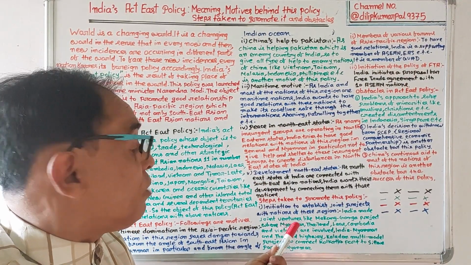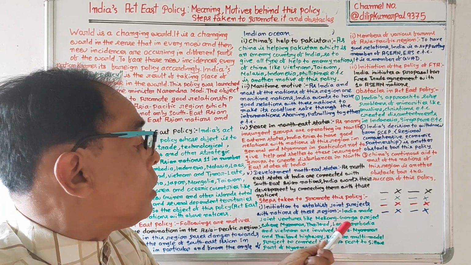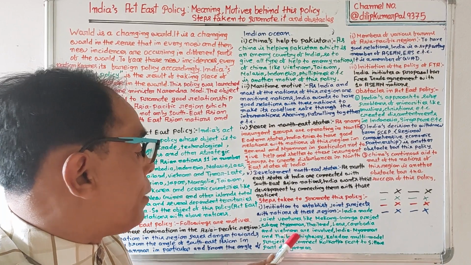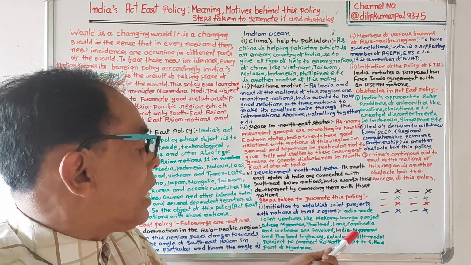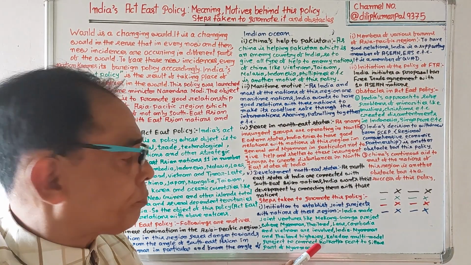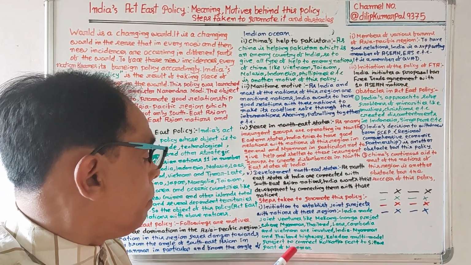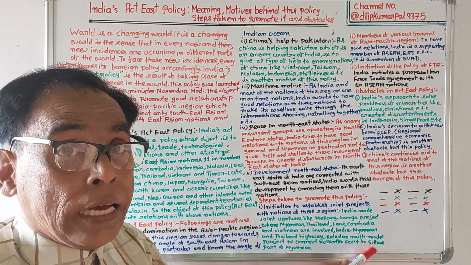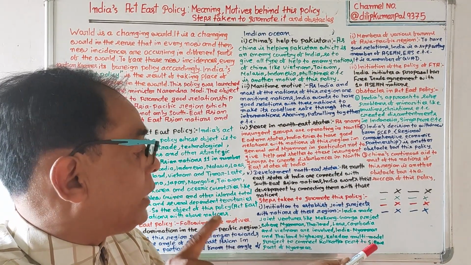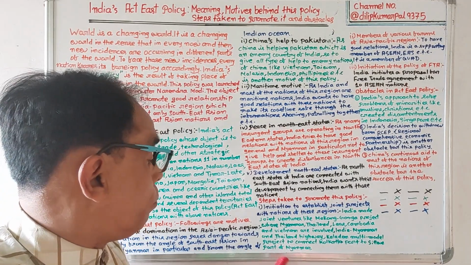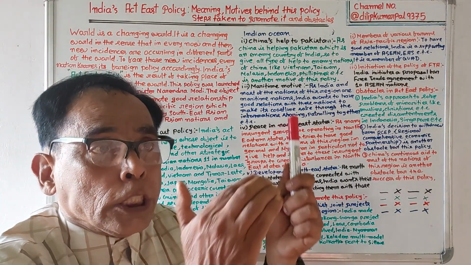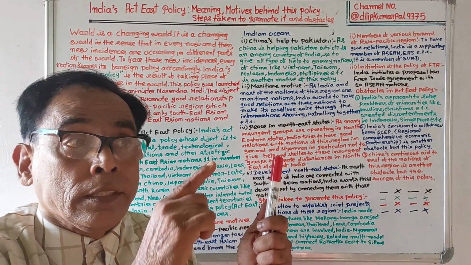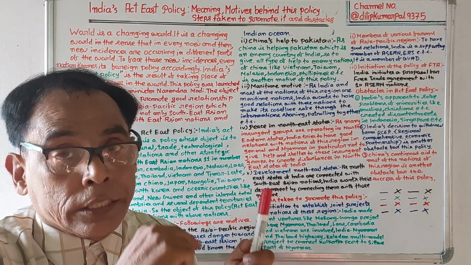India made joint ventures like the Mekong Ganga project, where Myanmar, Thailand, Laos, Cambodia, and Vietnam are involved. India-Myanmar-Thailand Highway, Kaladan multimodal project to connect Calcutta port to Sittwe port of Myanmar. To promote this policy, India has undertaken various joint projects with southeastern nations.